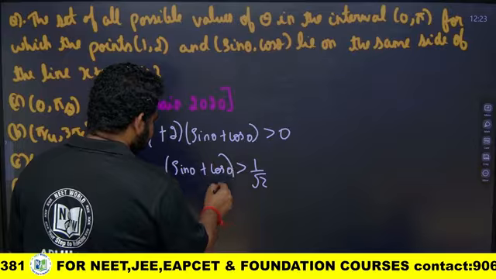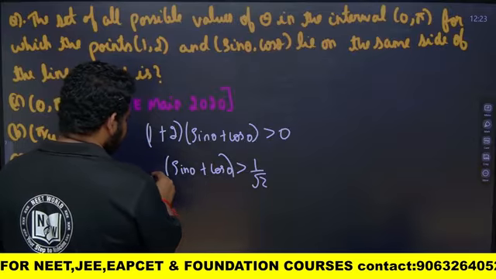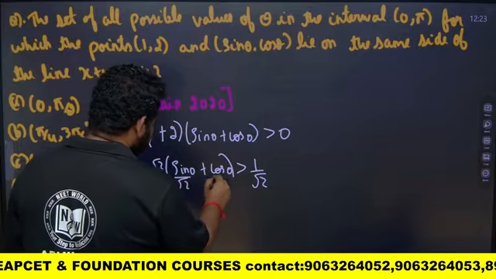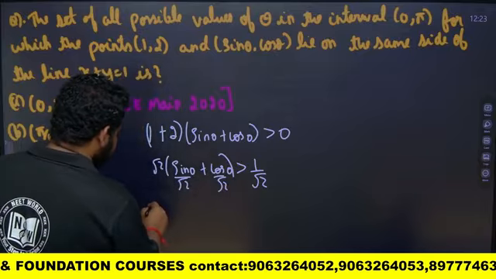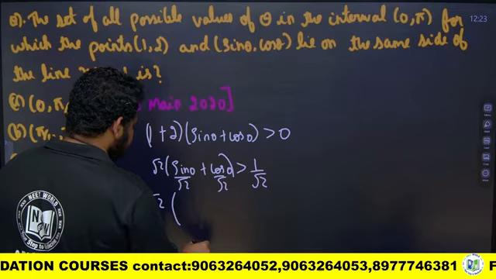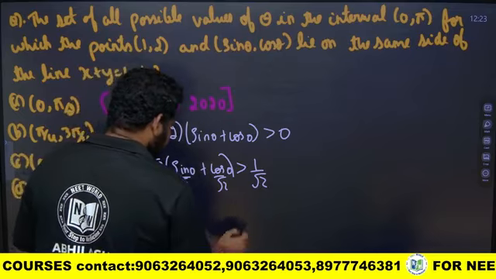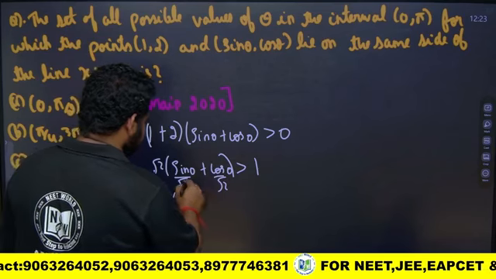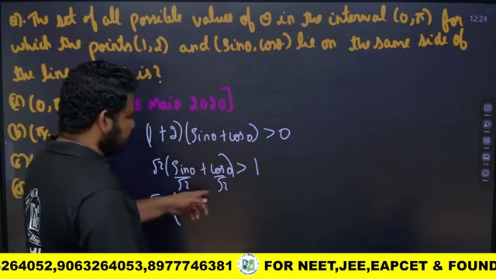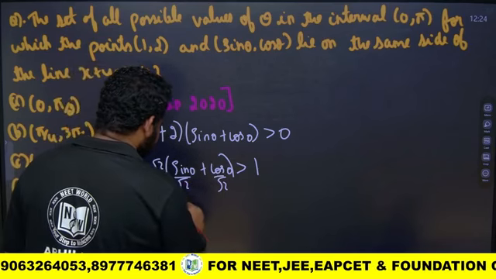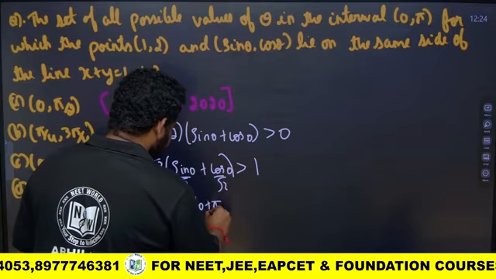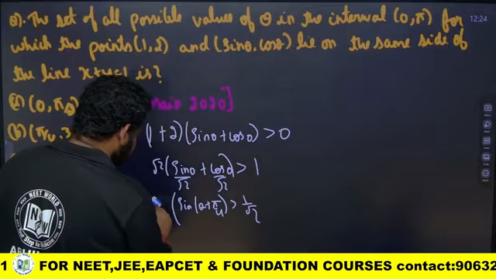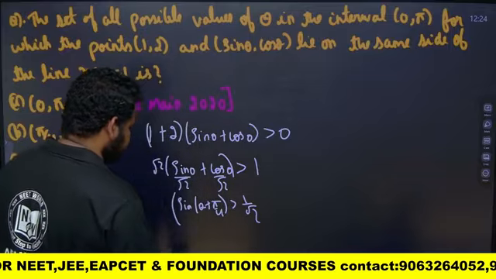Now if I multiply and divide by root 2, this will be root 2 into sin theta times 1 by root 2 plus cos theta times 1 by root 2, which is sin theta into sin pi by 4 plus cos theta into cos pi by 4. I can write it as sin of theta plus pi by 4 is greater than 1 by root 2. This root 2 will come down.